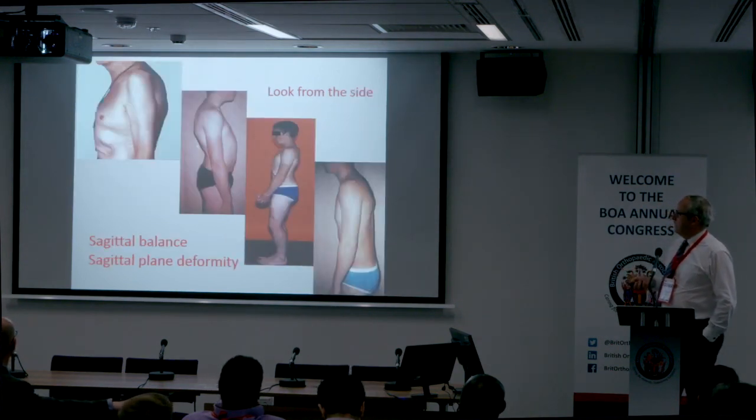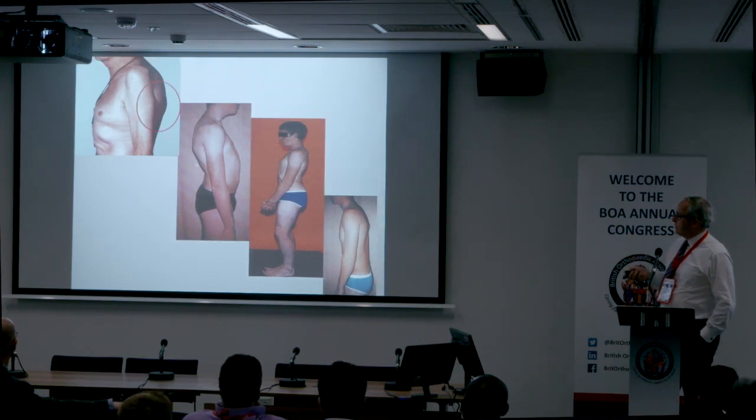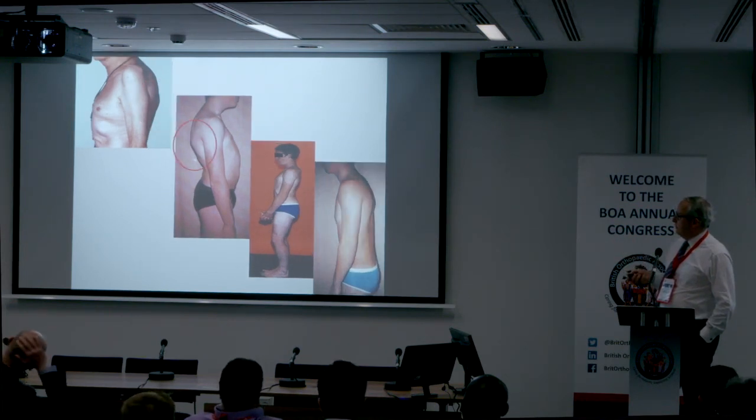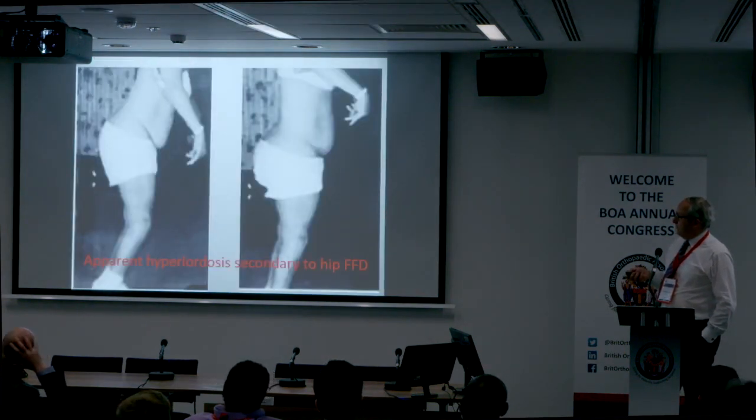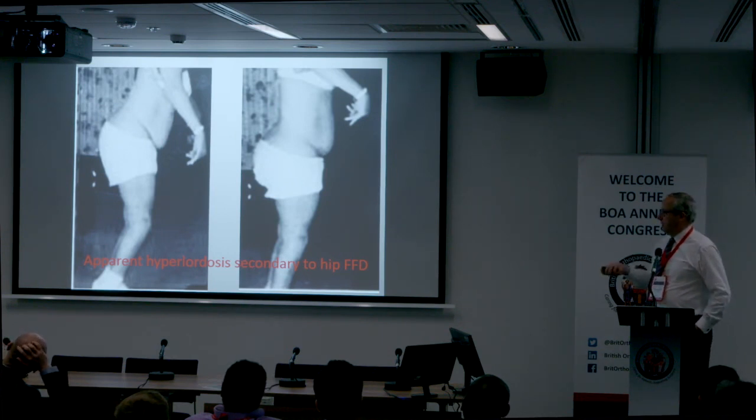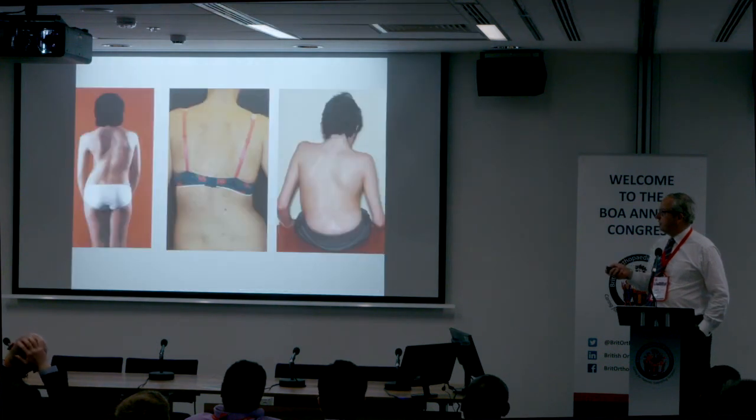Look from the side. Look for sagittal balance and sagittal plane deformity. And these are from Favel's slideshow. And you can see all of these patients have some deformities. You just need to be sure what you're looking at, and be able to describe them properly. And remember that apparent hyperlordosis of the lumbar spine can be secondary to hip fixed flexion deformity.